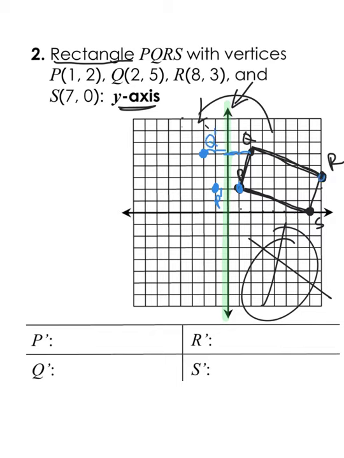R, so I see R's over here. I'm just going to go straight across back to that y, and now I'm going to go that many spaces to the left. So how many was that? 8. So I got to go 8 spaces this way.